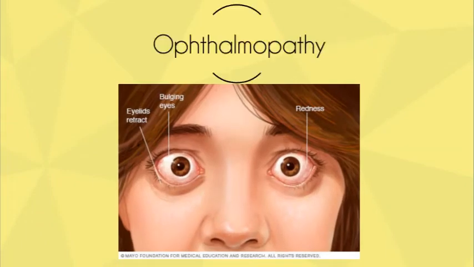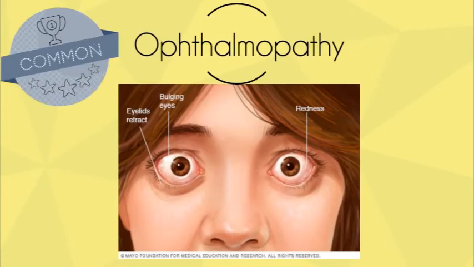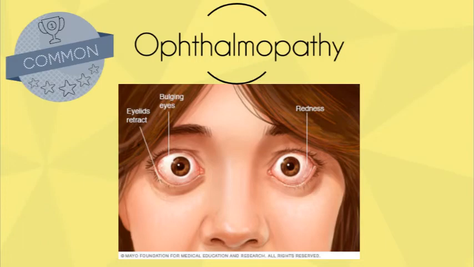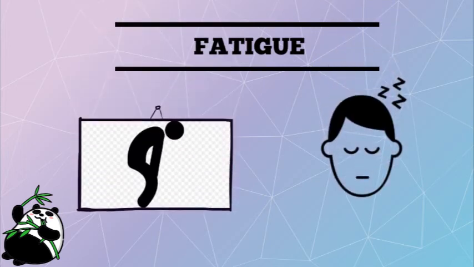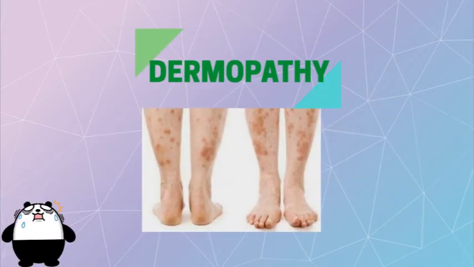Fourth, bulging eyes, Graves' ophthalmopathy. This is a common symptom of Graves' disease. Next is fatigue. You might also feel really tired and have no interest in doing anything. And next is thick red skin, usually on the shins or top of the feet, also called Graves' dermopathy.